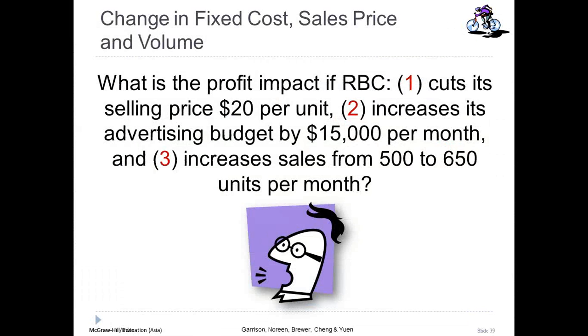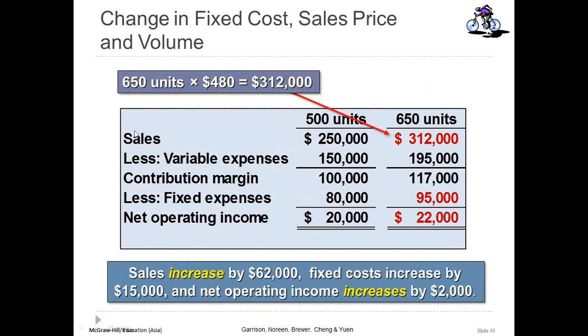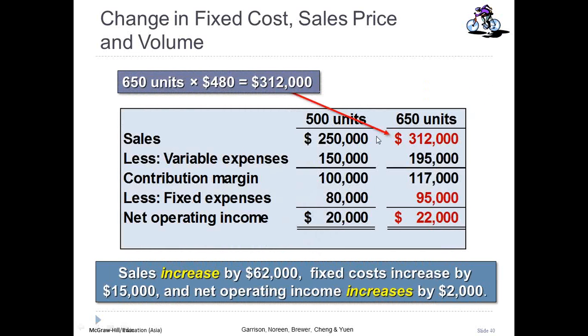So what is the profit impact if the company cuts its selling price $20, increases its advertising by $15,000, and increases sales from 500 to 650 units per month? What's the bottom line? We always calculate our sales revenue on top. So here we have $250,000 increasing to $312,000.